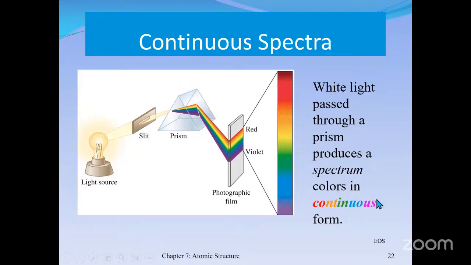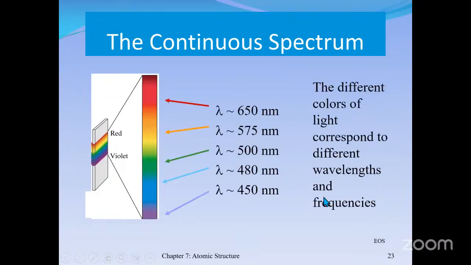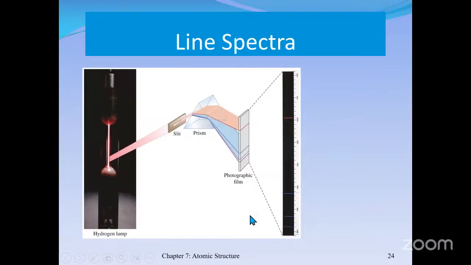So the different colors of light, of course, correspond to different wavelengths and frequencies. As you can see here in this diagram, the red light's wavelength is approximately 650 nanometers. The orange is approximately 575, and so on and so forth. So those are the different colors associated with the different wavelengths and, of course, the different frequencies. So that's the continuous spectrum.